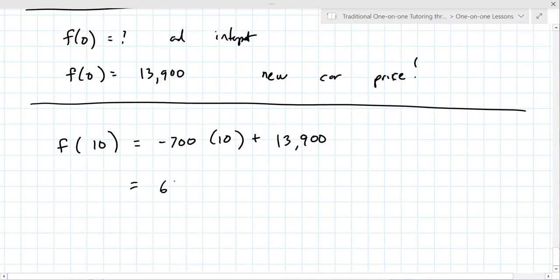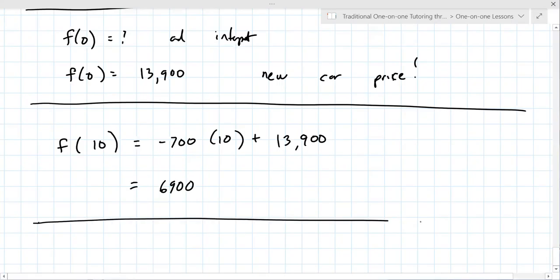So 13,900 minus 7,000 would be 6,900. So if you have the car, the value of the car after 10 years goes down to a value of 6,900. Yeah. Goes down to a value, not just down.